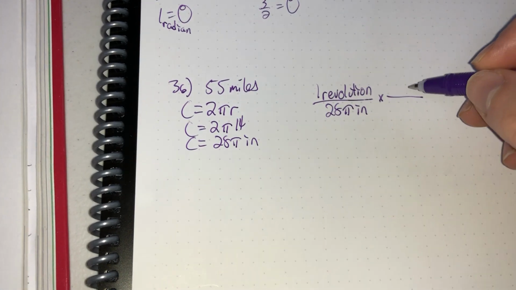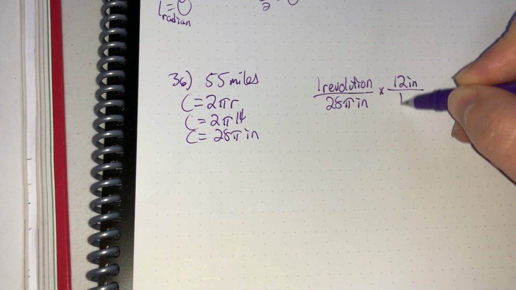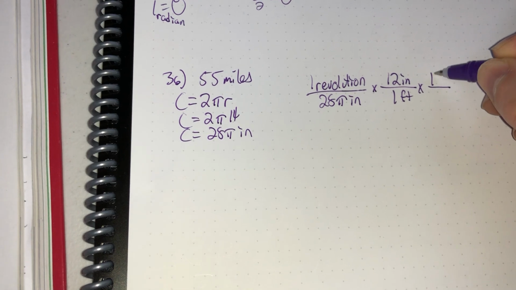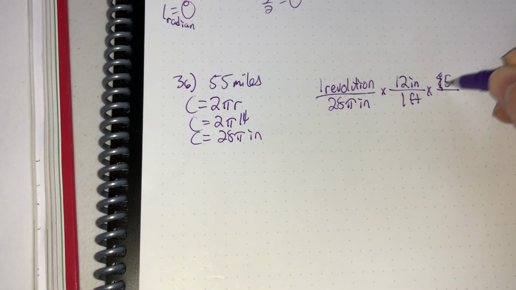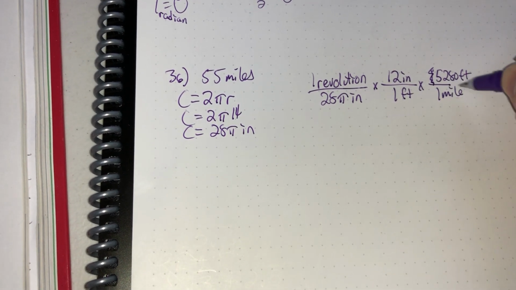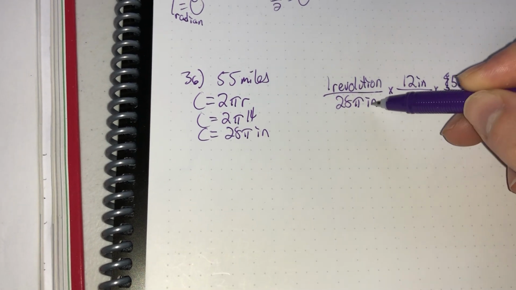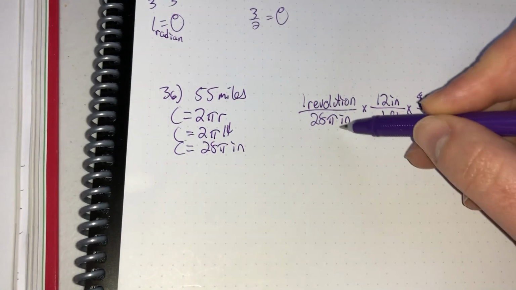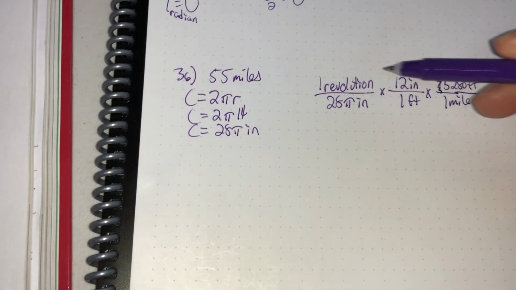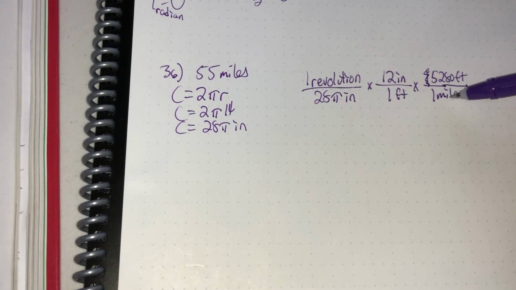Well, I don't know exactly what that conversion is, but I know that 12 inches create 1 foot, and then 5,280 feet create 1 mile. Do you remember doing this dimensional analysis stuff where I wanted the units to cancel? So I'm putting 1 on the bottom, 1 on the top, so that inches will cancel with inches, feet will cancel with feet. So if I were to stop right now, it would tell me how many revolutions I do in 1 mile. But that's not what I want.